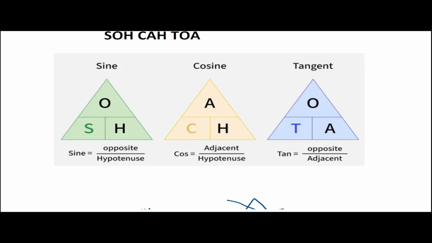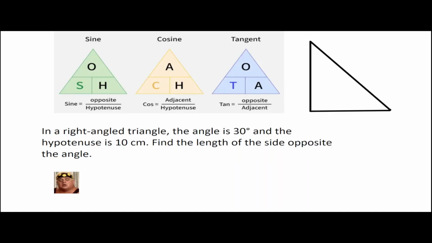And we're going to do lots and lots of examples. Let's just jump in and do a whole bunch of questions. So right angle triangle, which is this one here, the angle is 30 degrees. The hypotenuse side is 10 centimeters, and it says find the side opposite the angle. Okay, so the opposite is this one here, and we're just going to call it x.